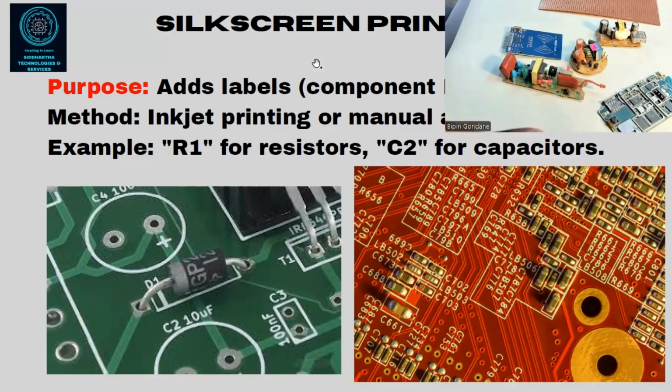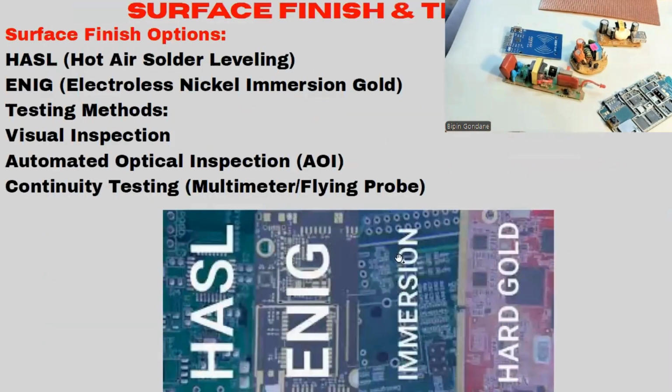Okay. Now we'll go to the next one, that is surface finish and testing. Okay, this is very important. This is what we call the QC check, right? Quality control analysis, surface finishing. So we have different types of tests, that's hot air solder leveling, and electroless nickel immersion gold. So these are the different types of level testing methods.